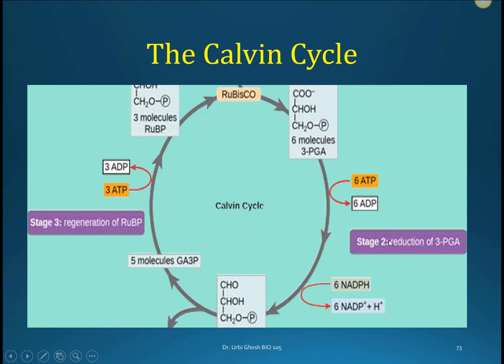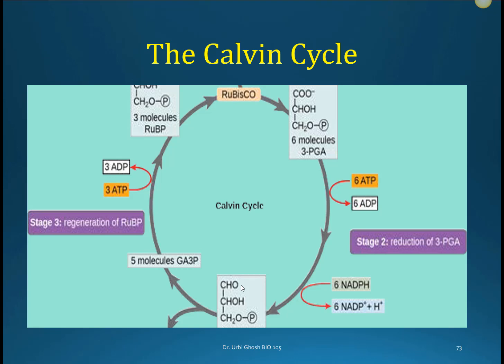In stage 2, you have the reduction of 3-phosphoglyceric acid by the splitting of ATP to ADP and NADPH going to NADP. So the ATP and the NADPH are used to convert the 6 molecules of 3-phosphoglyceric acid, or 3-PGA, into 6 molecules of a chemical called glyceraldehyde 3-phosphate, G3P, shown here.